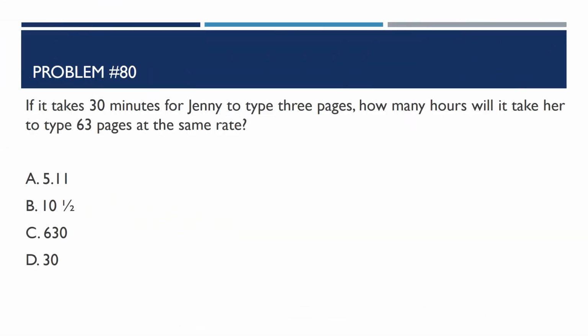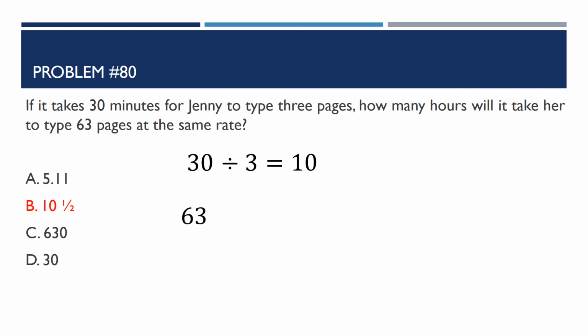Number 80. If it takes 30 minutes for Jenny to type 3 pages, how many hours will it take her to type 63 pages at the same rate? So let us know the answer. The answer for this is 10 and 1/2 hours. So how did we get this answer? First, we're going to find out how many minutes it takes for just one page. It's given that it's 30 minutes for 3 pages. So we divide by 3, so we will know the time for each page. So for Jenny, it takes 10 minutes for every page.